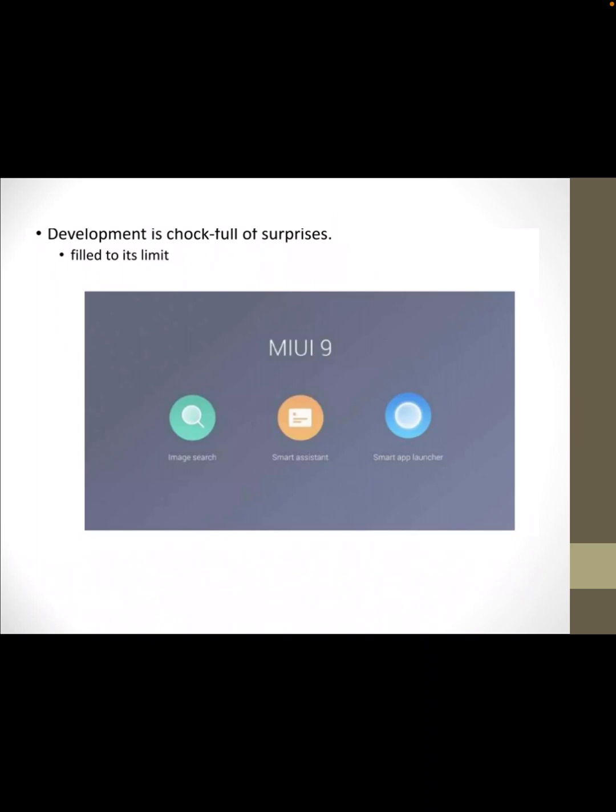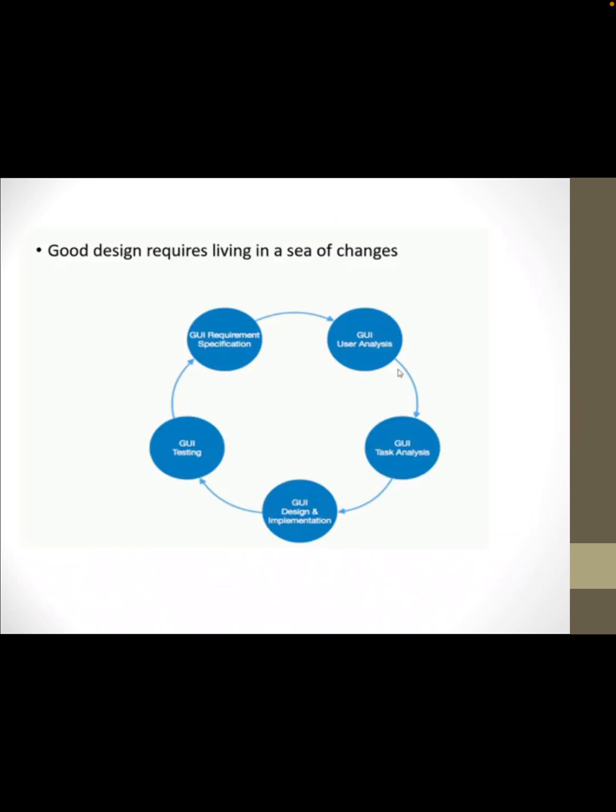So the next observation: development is chock full of surprises. If you take the best example of mobiles, we have seen a single product with respect to various versions. It indicates that each time a new version of the mobile is released, it has some additional features which were not there in the previous one. So we cannot expect what the next version might be. It might be still more magnified, still more accurate in performance. So that is called development is chock full of surprises.